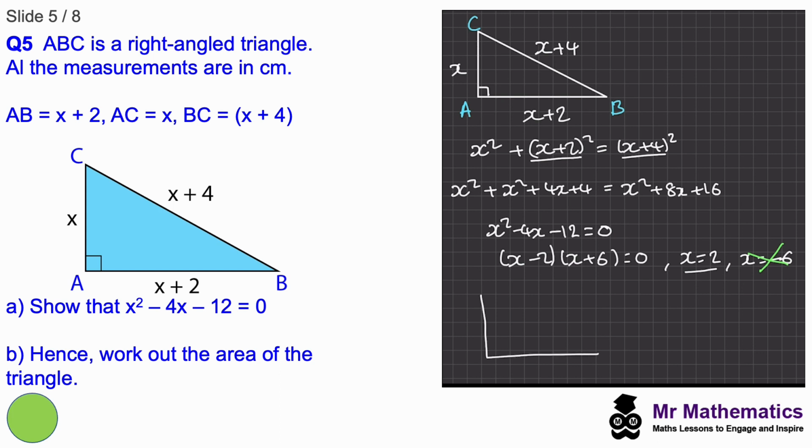So now we've got our triangle with a base of 4, a height of 2, so an area of 4 centimeters squared.